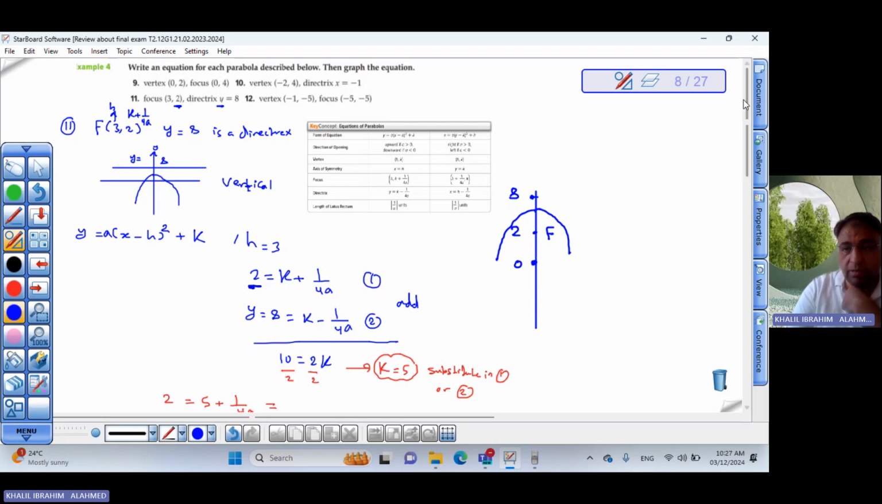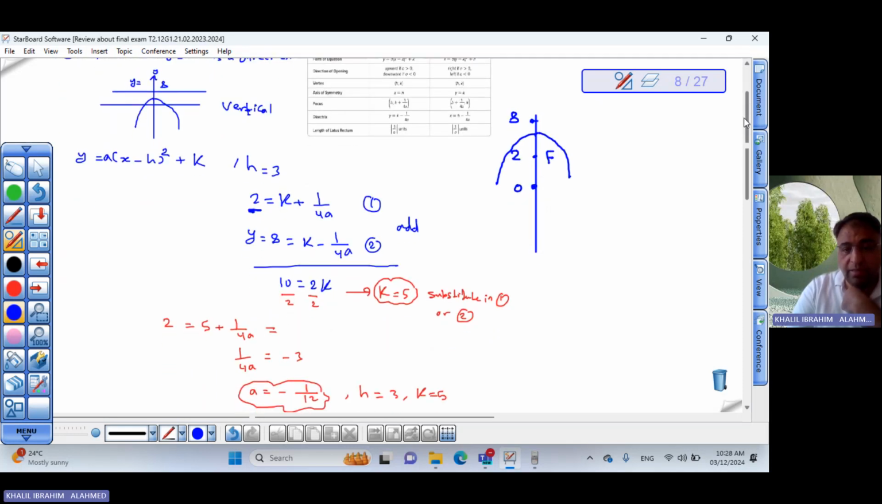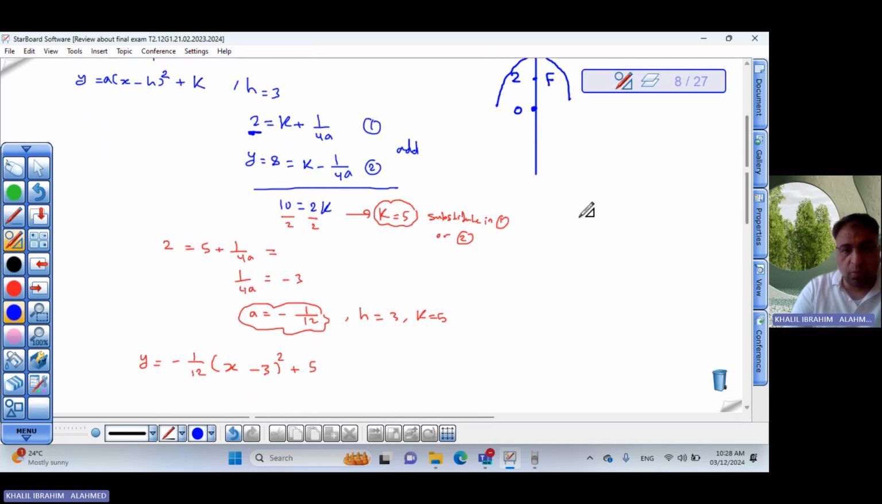It's good. Now what can we find? We can find the value of a. Just substitute k in one of the two equations. As you see, a equals -1 over 12. We can use shift solve here to find this. This is h equals 3, k equals 5. Everything is ready. Just substitute in the general formula. Y equals -1 over 12, so this refers to down, up and down. Yes, it's good. X minus 3 squared plus 5. That's it. It's the final answer.